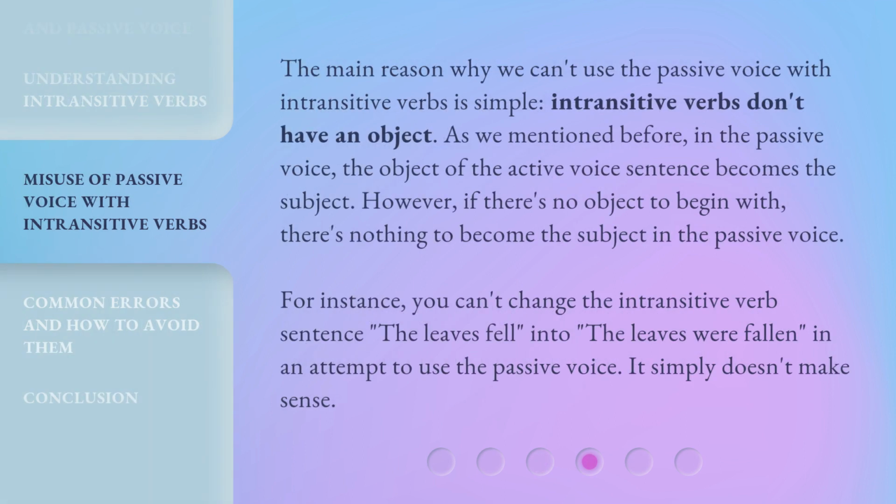The main reason why we can't use the passive voice with intransitive verbs is simple. Intransitive verbs don't have an object. As we mentioned before, in the passive voice, the object of the active voice sentence becomes the subject. However, if there's no object to begin with, there's nothing to become the subject in the passive voice. For instance, you can't change the intransitive verb sentence, "The leaves fell," into "The leaves were fallen," in an attempt to use the passive voice. It simply doesn't make sense.